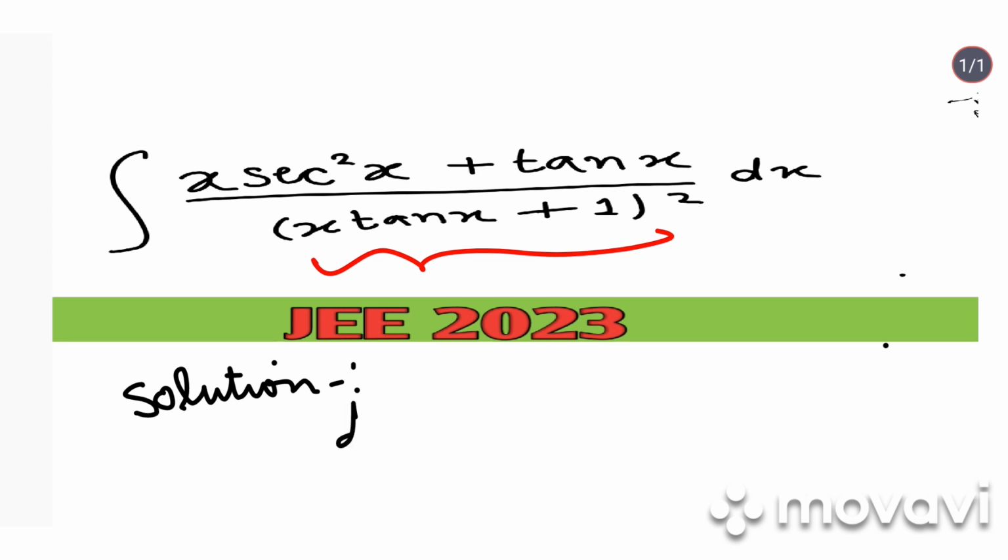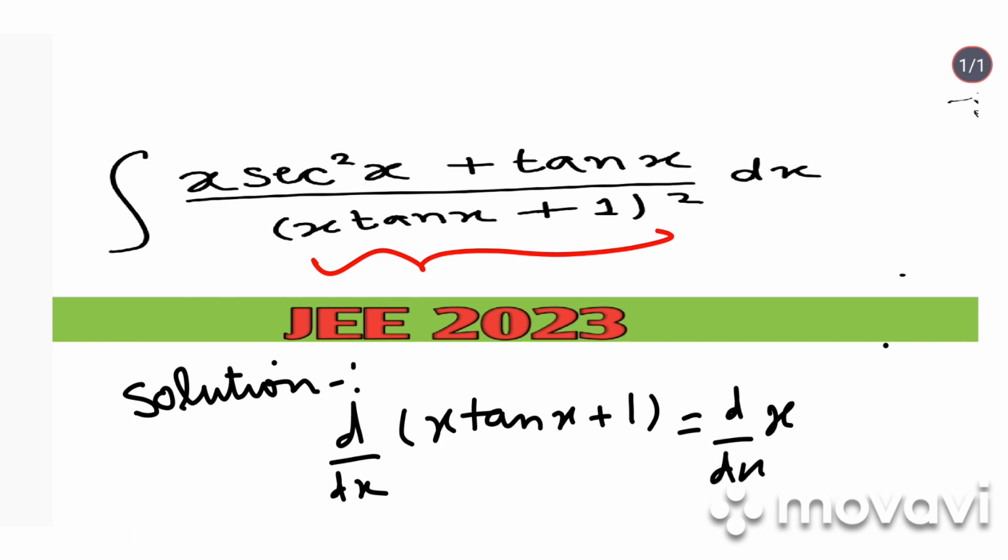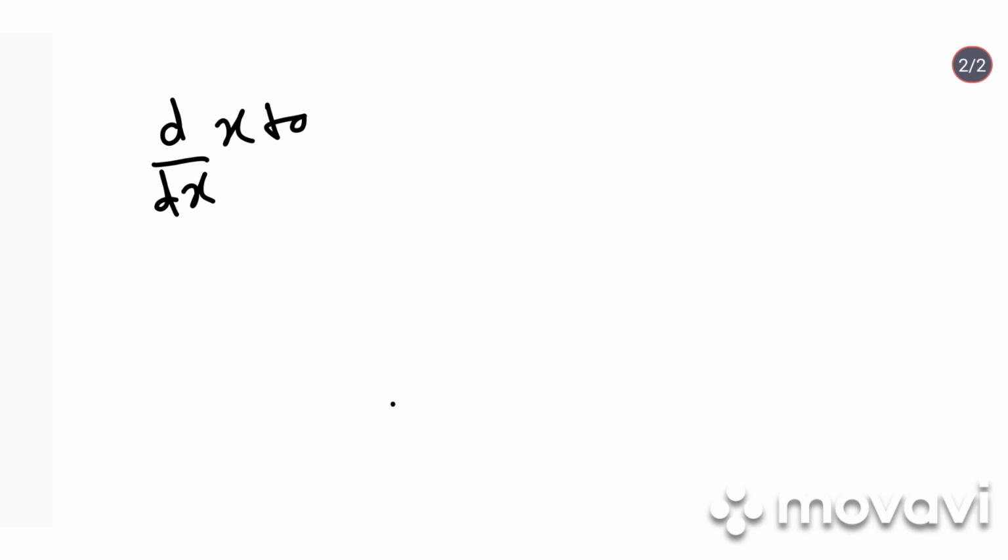plus 1. So d by dx of x tan x plus 1 will be d by dx of x tan x plus d by dx of 1. Now d by dx of x tan x, there are two functions, so we have to differentiate the first function keeping the second as constant, plus differentiation of the second function keeping the first as constant. So let's do it.